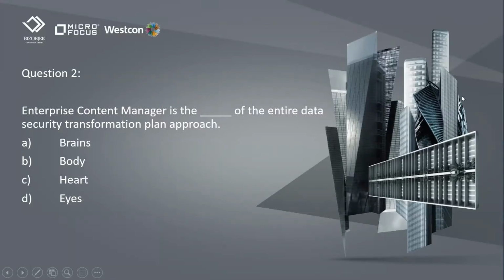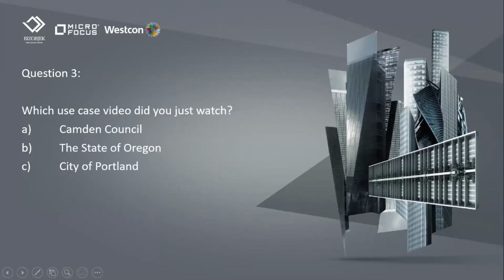Next question, please. Question number 3. Which one is the use case video you just watched? A, Canton Council. B, the State of Oregon. C, the City of Portland. Anyone get the correct answer? Yeah, every single one of you got the correct answer. The correct answer is B, the State of Oregon. Congratulations to all winners. We will be in touch soon.